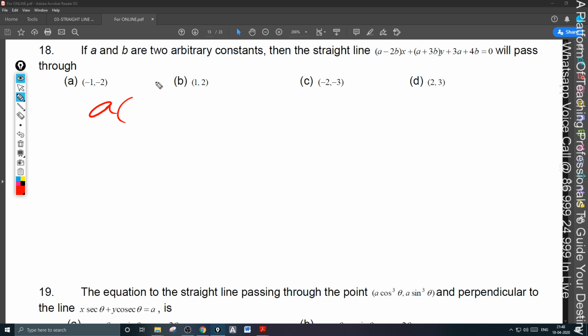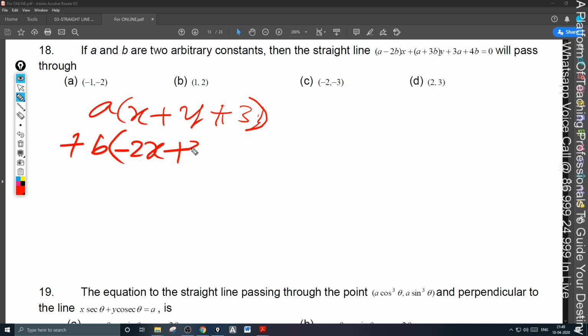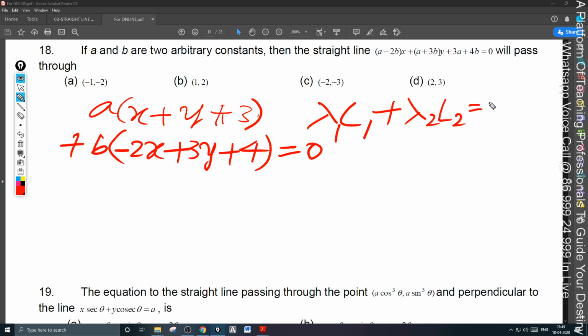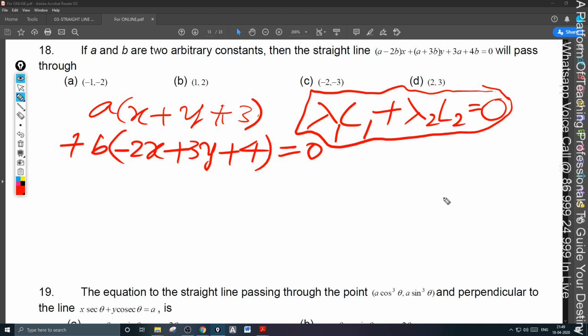This comes under family of lines only, so you will have it like this. Take A common. What do you get? x plus y plus 3. Next, take B common. It is minus 2x plus 3y plus 4, is equal to 0. It is in the form of lambda 1 L1 plus lambda 2 L2 equal to 0. The set of concurrent lines concept is very, very important in straight lines. Please learn that concept perfectly and thoroughly. It is important for the advanced examination also.